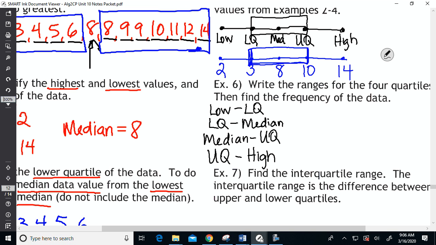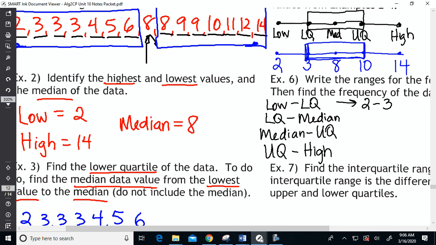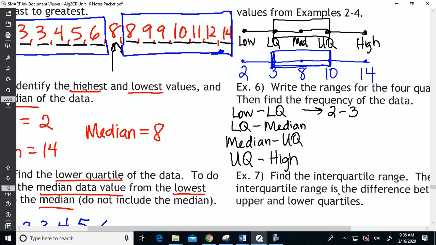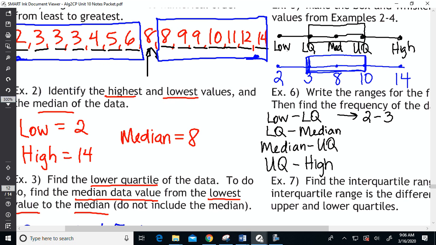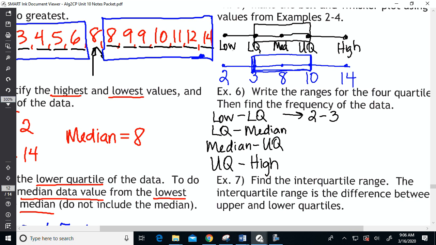So your lower number was 2, and your lower quartile was 3. So you're literally looking for all the numbers that fall between 2 and 3. Any of the numbers that repeat do fall in line with that number. So from 2 to 3, you have 1, 2, 3, 4 numbers that would fall in that category. So your frequency equals 4.